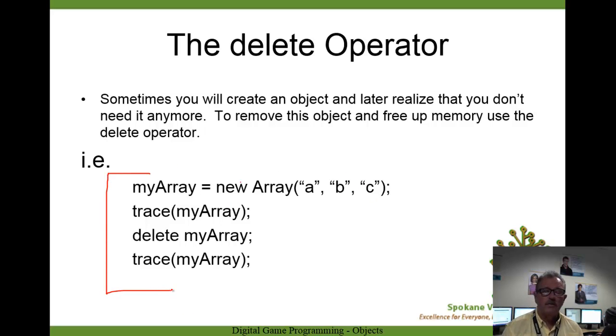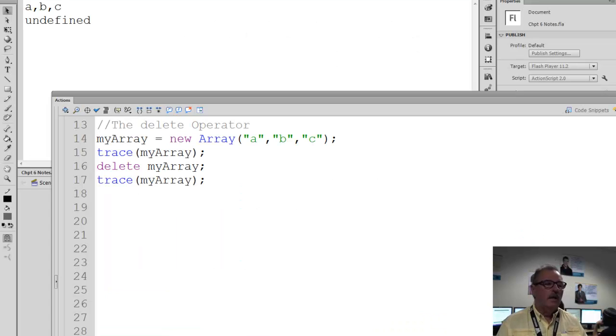Go ahead and put this in your Flash and see what this does. This is an example where we're creating an array. As you know, an array is an object, so we're creating an array object. We trace it out to show that it's there. Then we delete it and do a second trace, and it's undefined. We won't be able to find it. Go ahead and try that now.